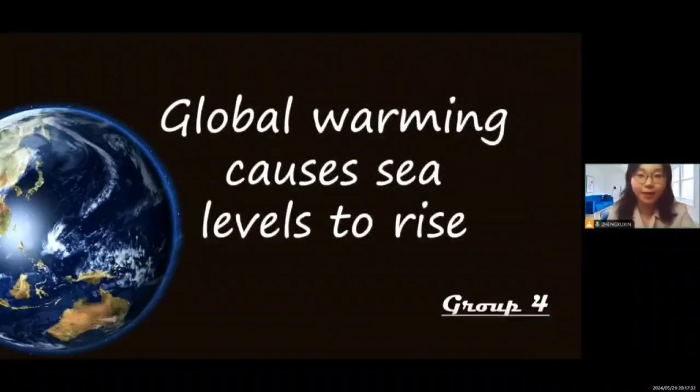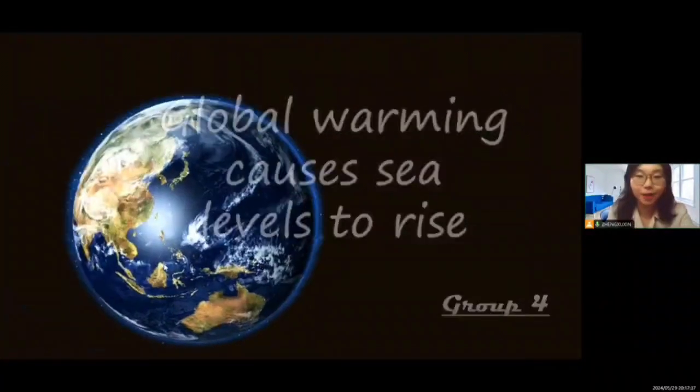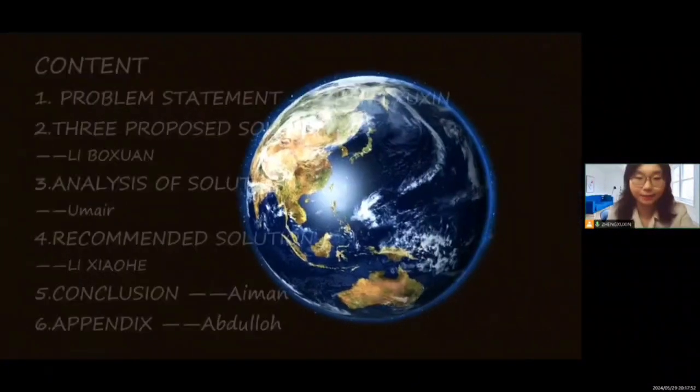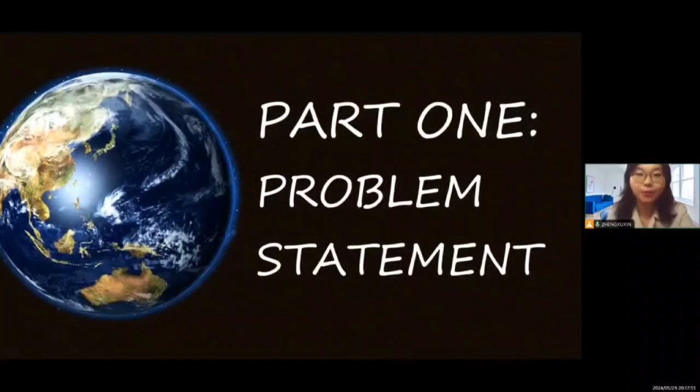Our topic is global warming causes sea levels to rise. Overall, we have 6 parts. It includes the problem statement, and then we propose 3 solutions and analyze the solutions. And the following parts are the recommended solution, and then the conclusion and appendix. Firstly, I will introduce the problem statement.